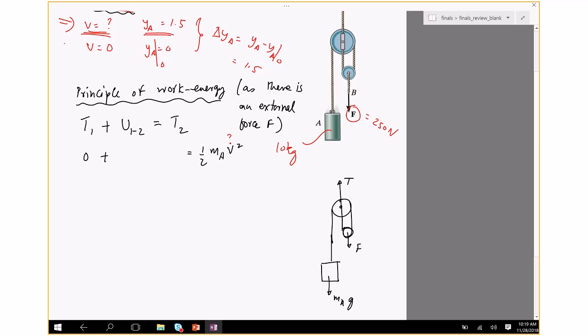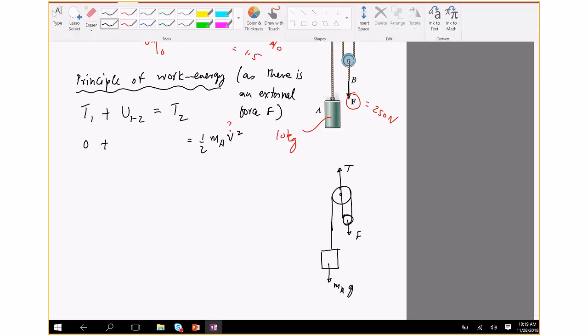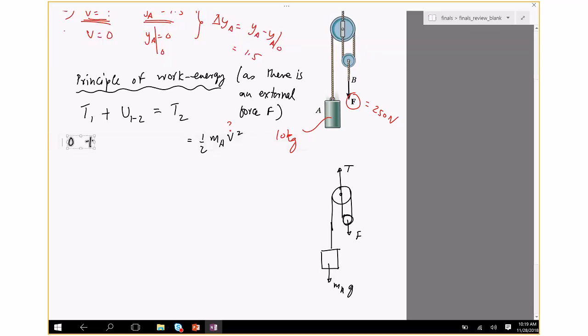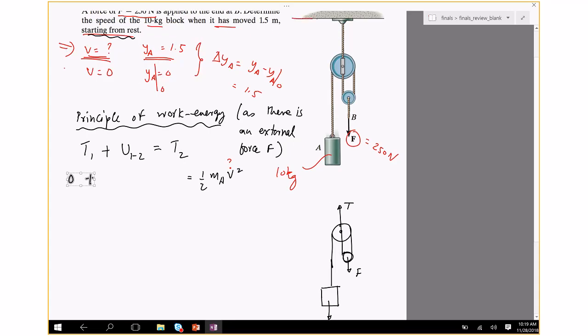Okay, and I need to write the work done. So work done is force times displacement. I need to introduce a variable for the displacement. I would need this anyway. Let me choose a datum here and write this as YA and this as YB. And so the work done is going to be the force times the displacement of YB.